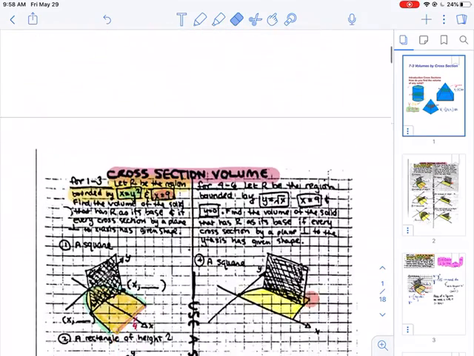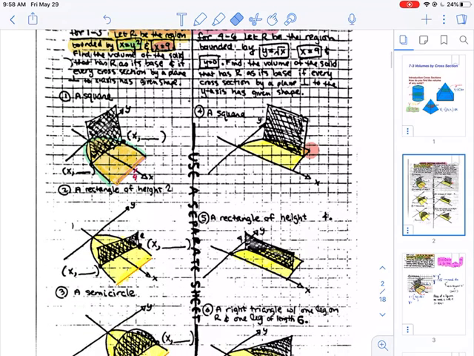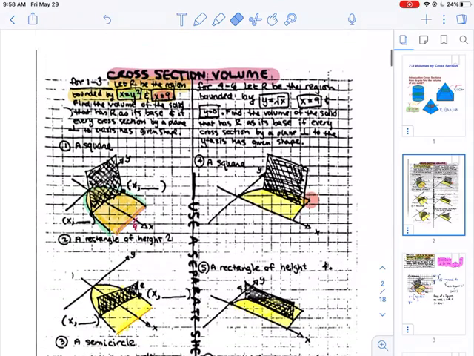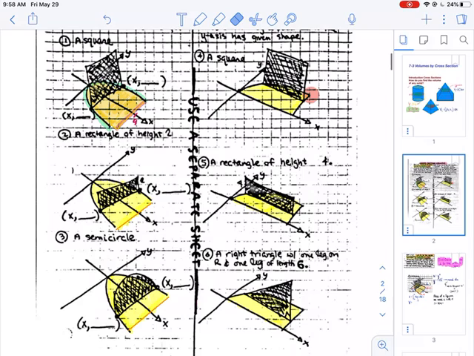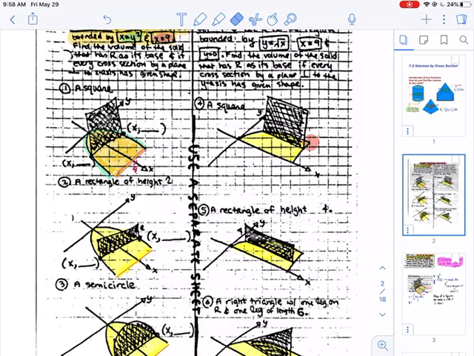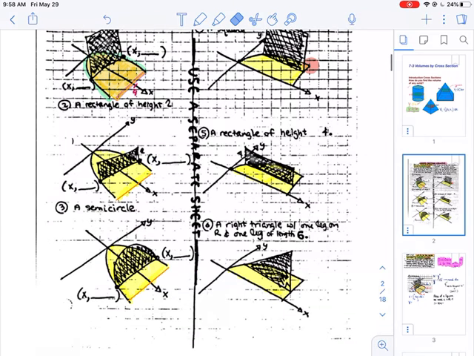So with volumes by cross section, the first section we're going to work on is problems 1 through 3, where we have a square cross section, a rectangular cross section with a height of 2, and a semicircle. And then we're going to have a second video on 4, 5, and 6, having a square cross section perpendicular to the y-axis, a rectangular cross section with a height of 4, and then a right triangle cross section with one leg in the base that's colored in yellow, and one leg going upward.